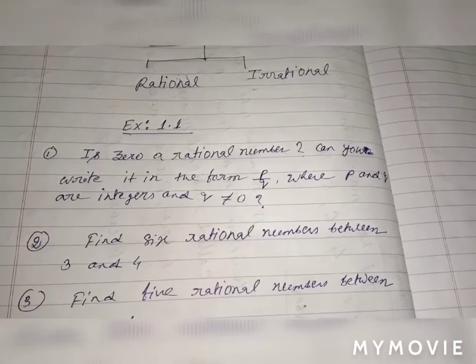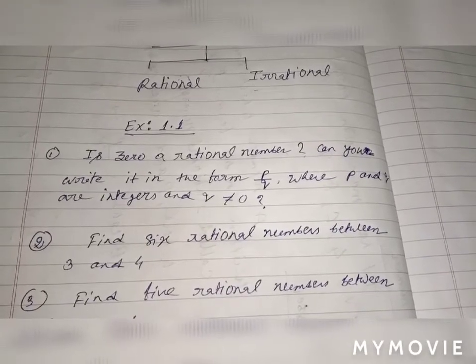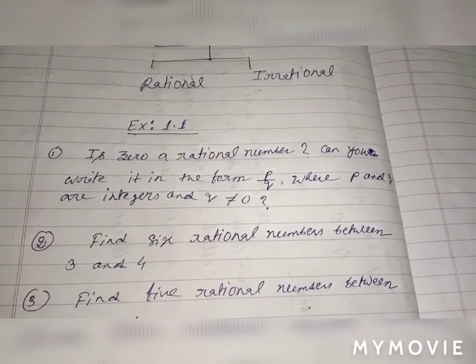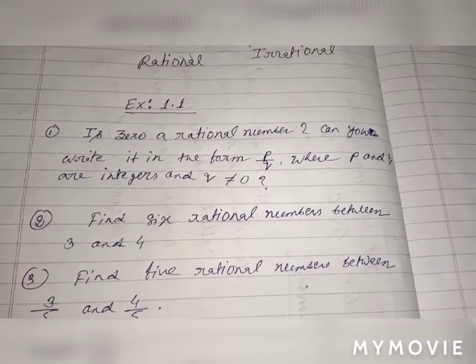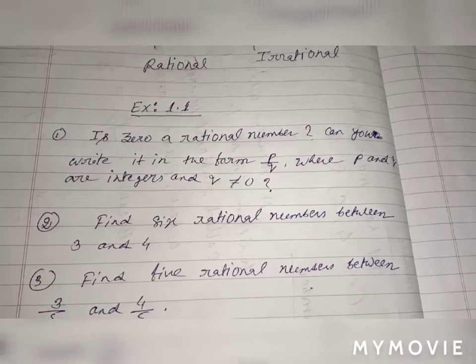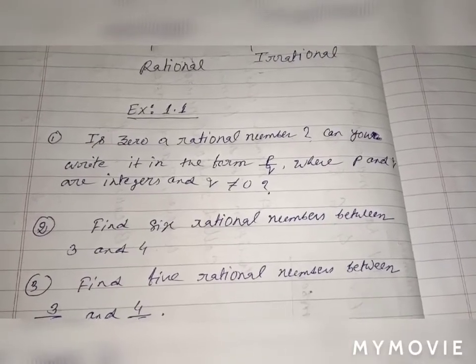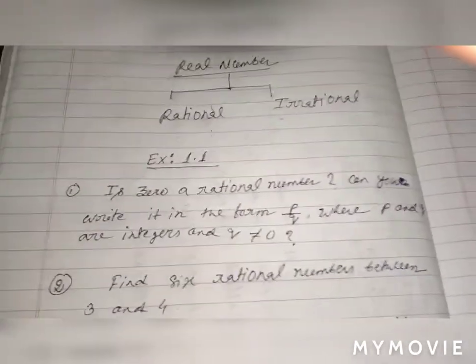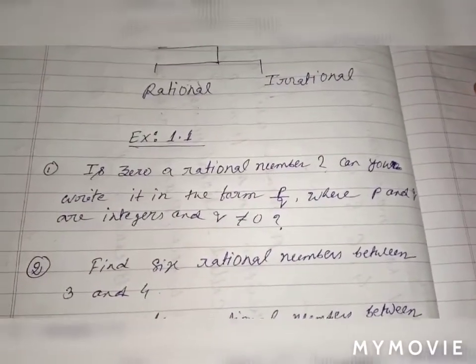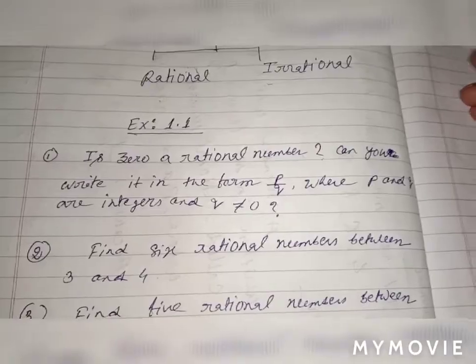First question: Is 0 a rational number? Can you write it in the form p by q, where p and q are integers and q is not equal to 0? They are asking whether 0 is a rational number or not. Yes, 0 is a rational number. It is very easy. One number solution.